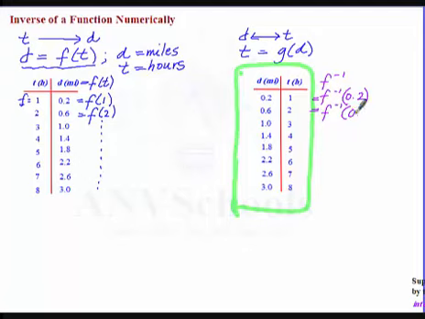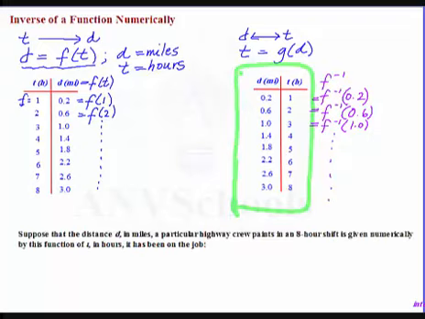And this is f negative 1 of 0.6. This is f negative 1 of 1.0, and so on and so forth. So what did we do here? We assumed that the distance d in miles that a particular highway crew paints in an 8-hour shift is given numerically by this function of t, in hours on the job, and we also took the inverse relation of that one, where t is now a function of distance.